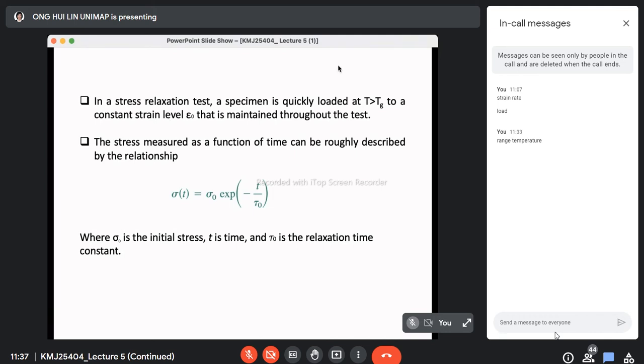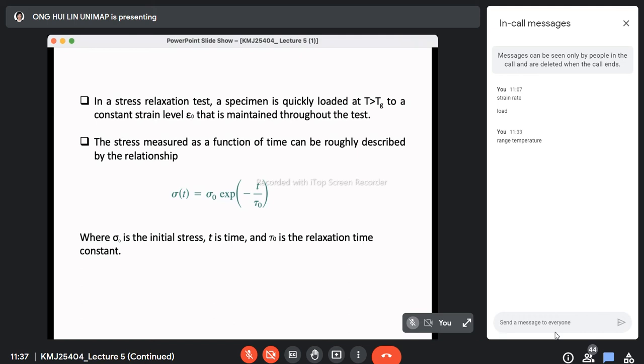This is straightforward. Okay. And then a specimen is quickly loaded at a temperature more than its Tg. Okay, more than the polymer Tg. So meaning that the polymer's stress will drop faster, right? The stress versus time. So the stress of this material will drop quickly. The decrease of the stress will be faster because the temperature increases. And then at a constant strain.